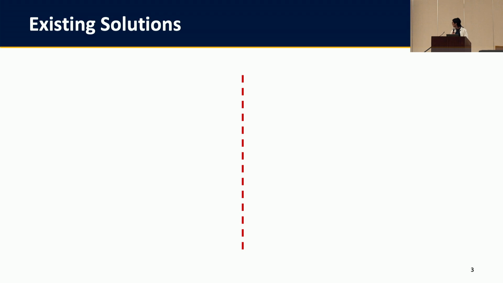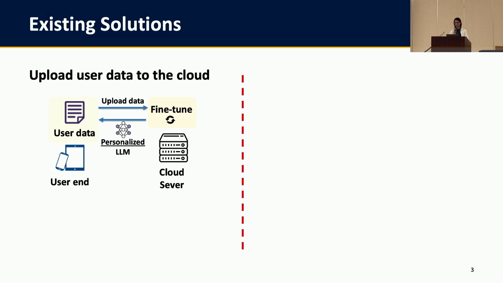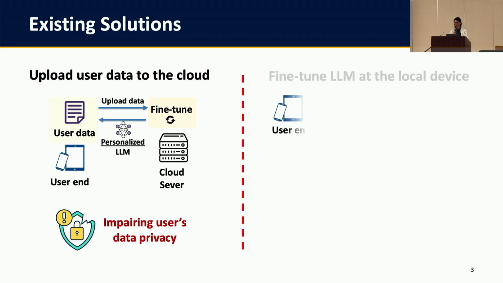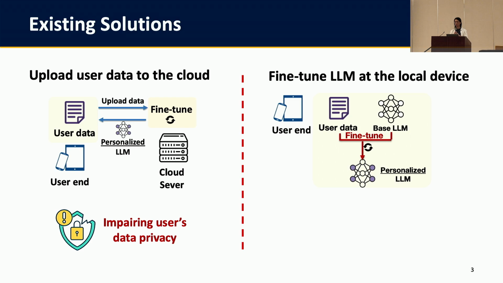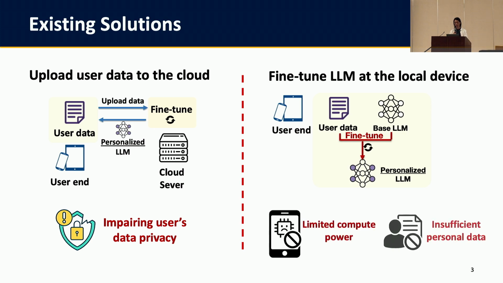A straightforward way to personalize an LLM is to upload the user data from the mobile device to the cloud server and fine-tune the model there. However, doing so will expose the sensitive data to the cloud, which may lead to privacy leakage. So instead, a more privacy-preserving method is to directly perform the fine-tuning on the user device. However, this approach faces some challenges due to the limited computing power and the insufficient personal data.